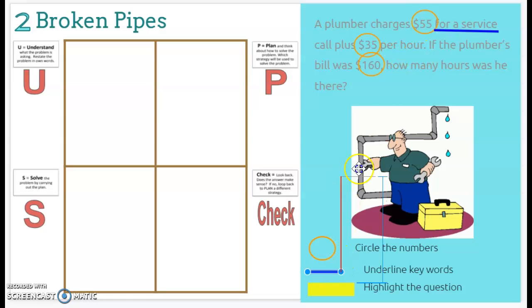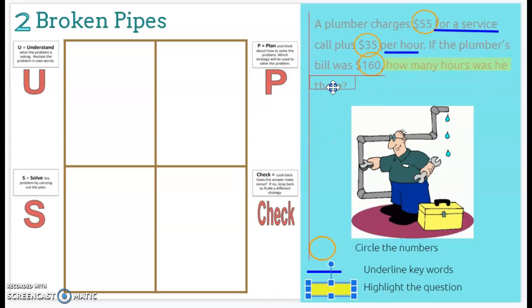Now we know that the word per tells us that that's a unit rate. So this is a per hour unit rate. And then we have, if the plumber's bill was $165, that's the total amount. How many hours was he there? So this is the question that we need to answer right here.